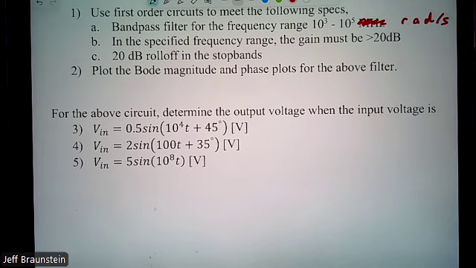Equals zero, so you cancel out. Oh, for this, that's all that is. And zero, zero plus 45.